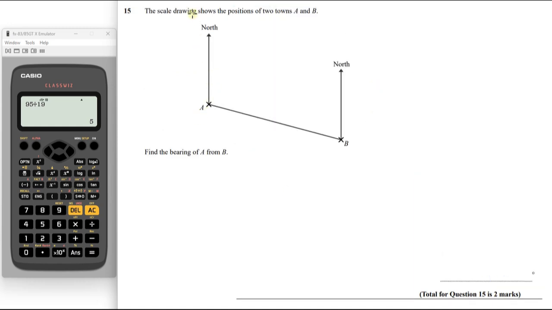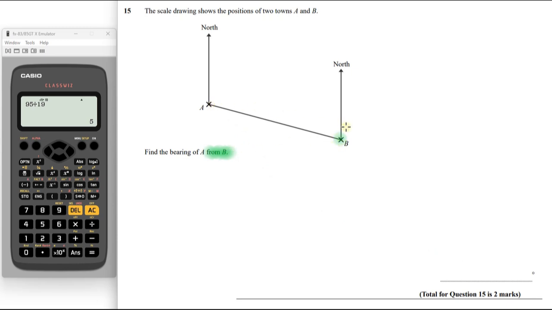Question 15. The scale drawing shows the positions of 2 towns A and B. We need to find the bearing of A from B. Now this is really important. We're starting at B. So where it says from B, we're starting here and we're traveling to A. So we need to work out that bearing. We're not going from A to B, we're going from B to A.